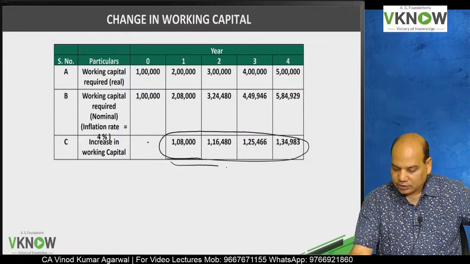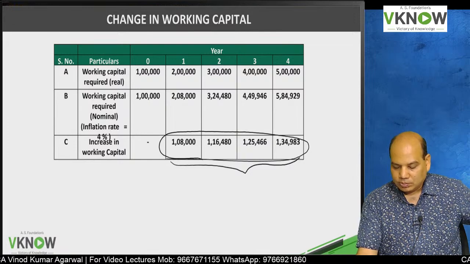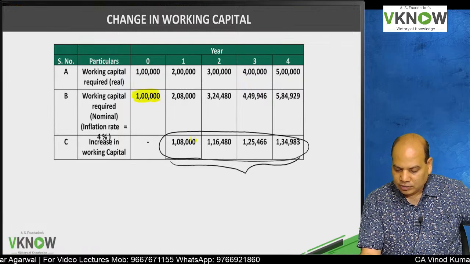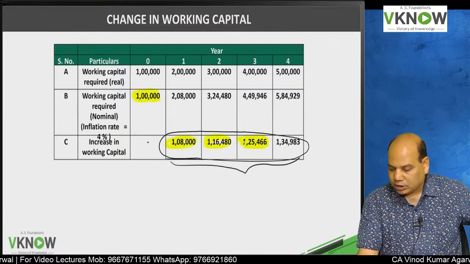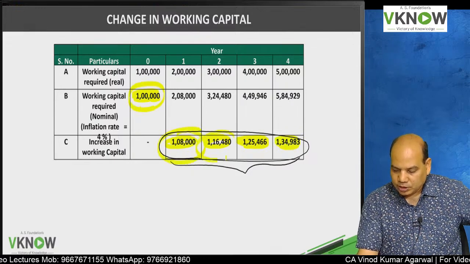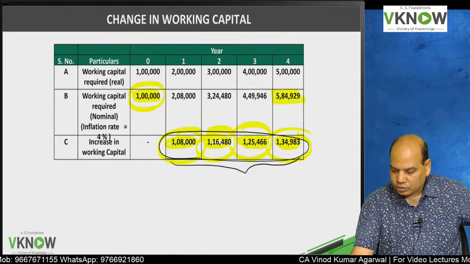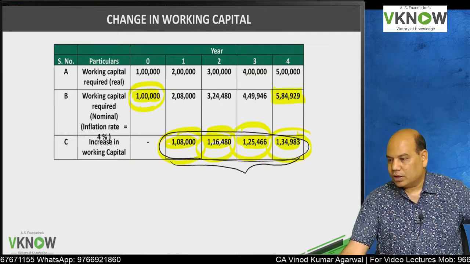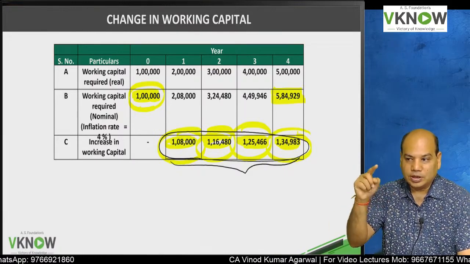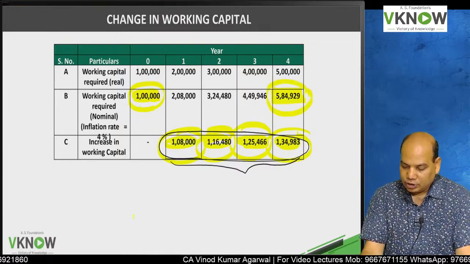I am going to require these numbers in the next calculation. Before I go to the next calculation, how much is my total working capital invested? My total working capital invested is 1 lakh plus the increases, which is equal to 584,929. 584,929 is my total working capital requirement, which will be recovered at the end of the 5th year.